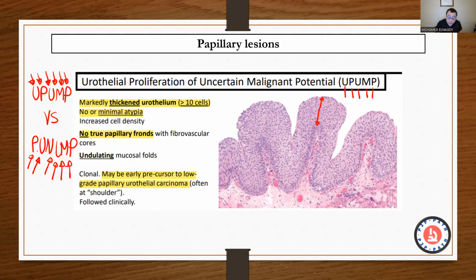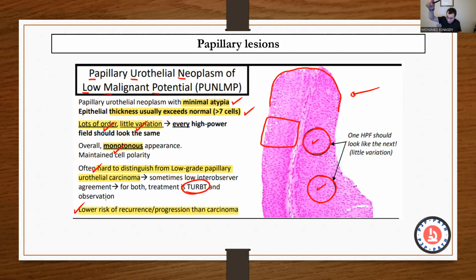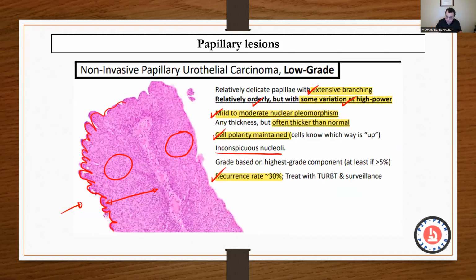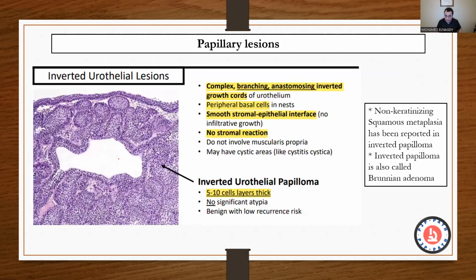So this means that the key difference between the papillary lesion and the pump lump is whether there are fingers or not. See how this looks? That's a finger, that's a papilla. But see here is just wavy mucosa. That's it. Undulating mucosal folds. No true papillary fronds. Marked thickening of the urothelium. No or minimal atypia. Some people say that this is a precursor to low-grade papillary urothelial carcinoma, actually.